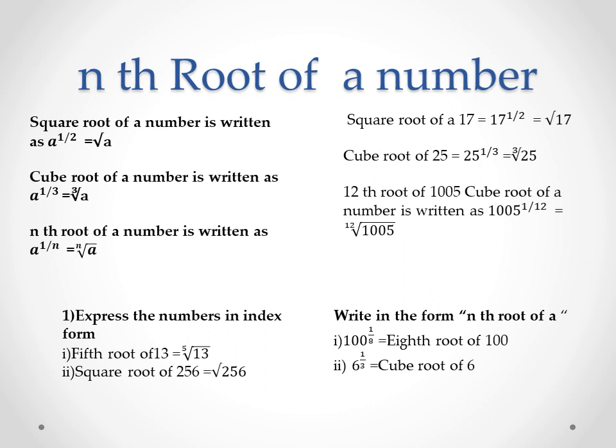We want to write 25 raised to 1 upon 3, which means cube root of 25. 12th root of 1005: how to write it? It is 1005 raised to 1 upon 12, that is the 12th root of 1005. Now here are examples, in your first exercise, practice set 3.1.